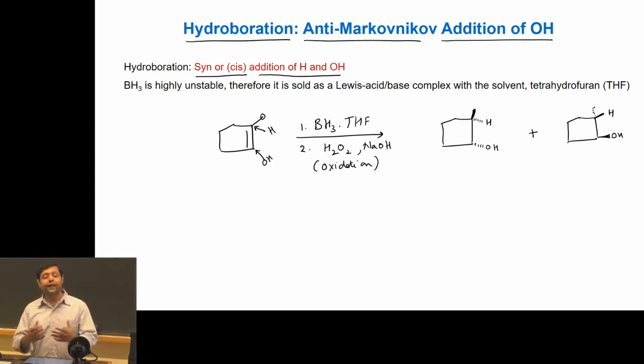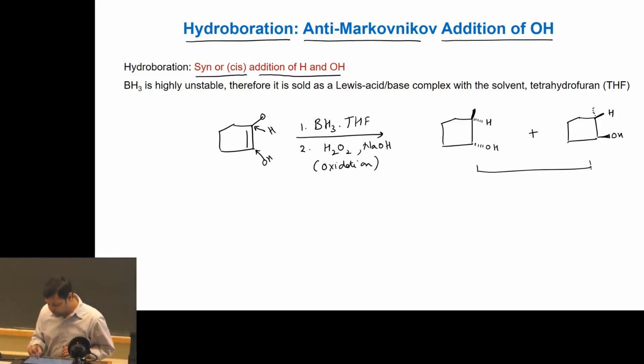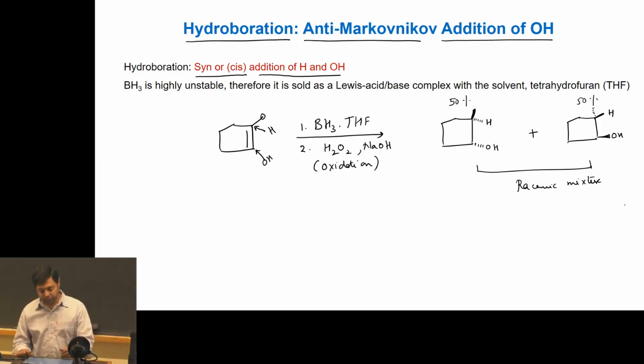Because the double bond has equal probability to be attacked from either side, top or bottom, you will get a racemic mixture: 50% of this enantiomer and 50% of this enantiomer. All right.